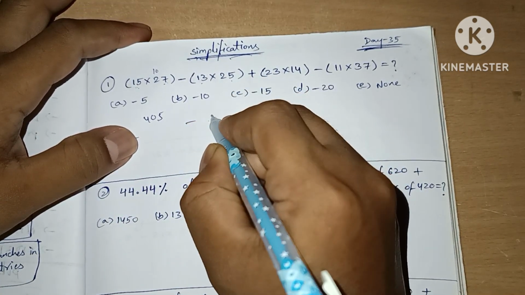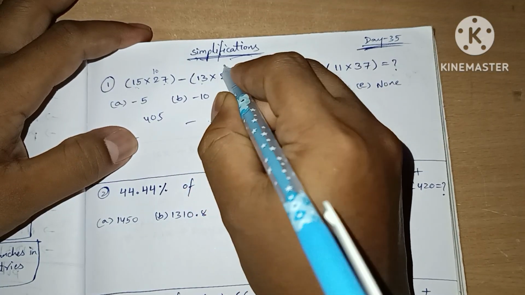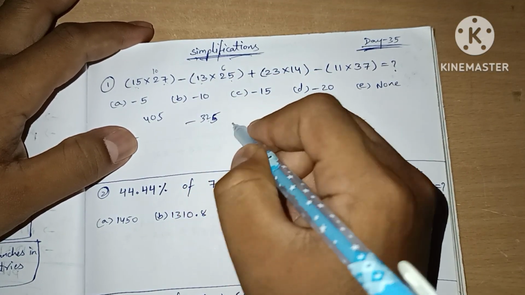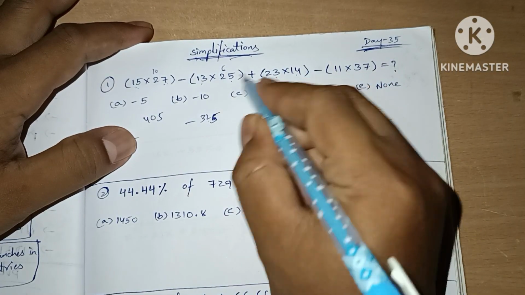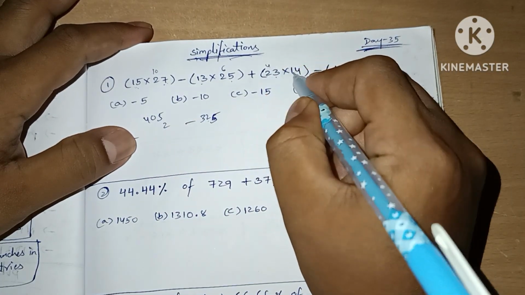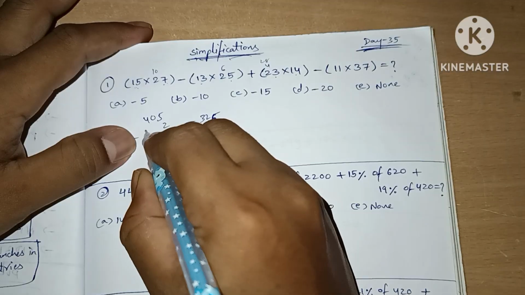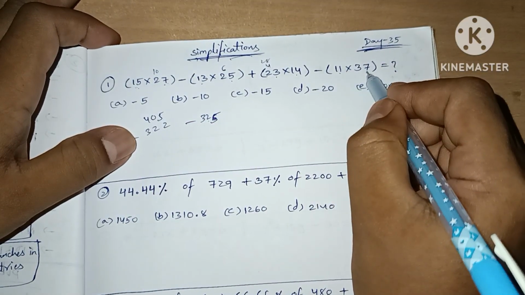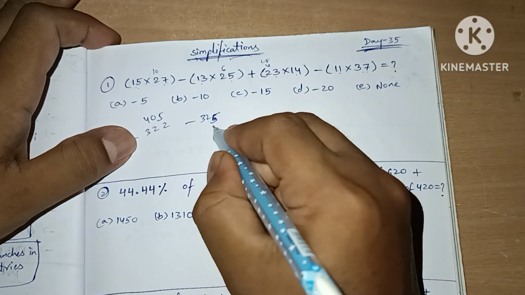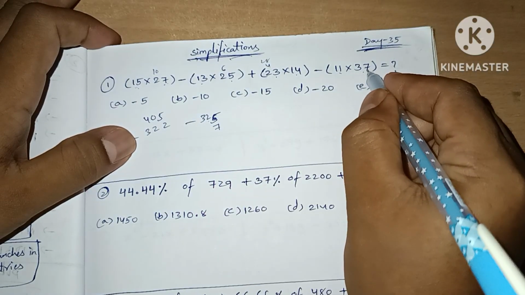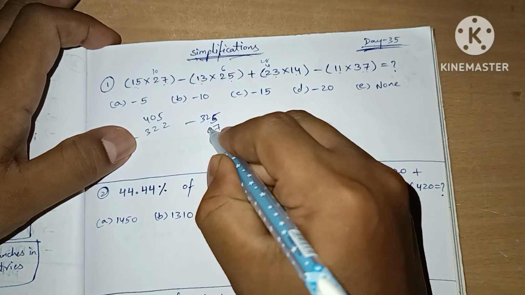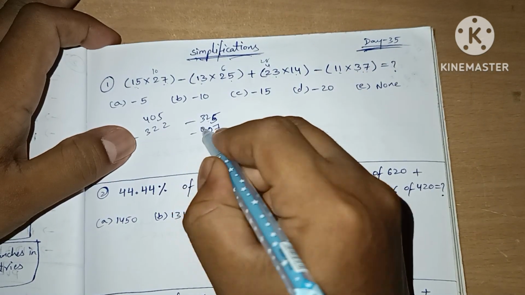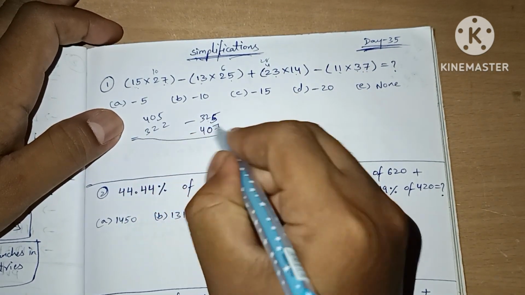13 × 5 is 65. 13 × 2 is 26, so 325. 14 × 3 is 42. 14 × 2 is 28, so 322. This will be 11 into 37, with 7 here. The sum of these two will be 10. 3 plus 1 will be 4. So 407. So we need to find the solution for this.